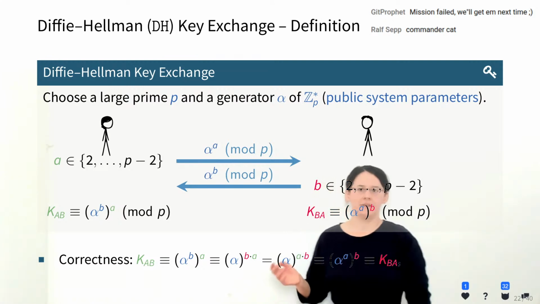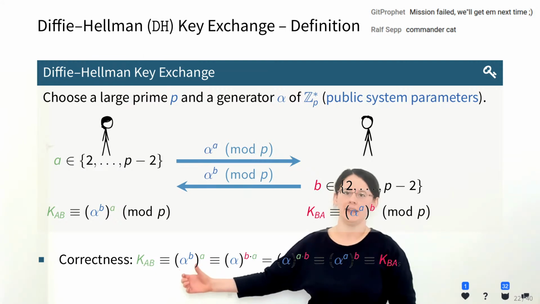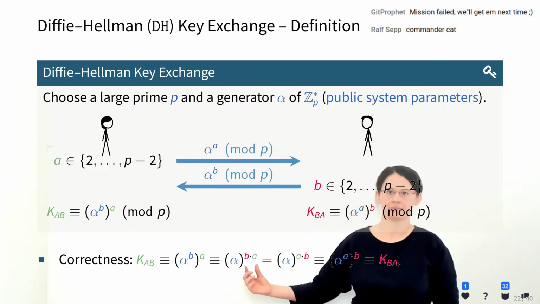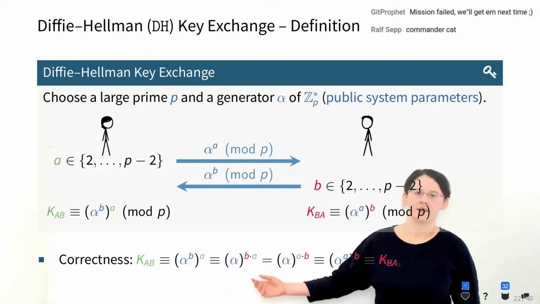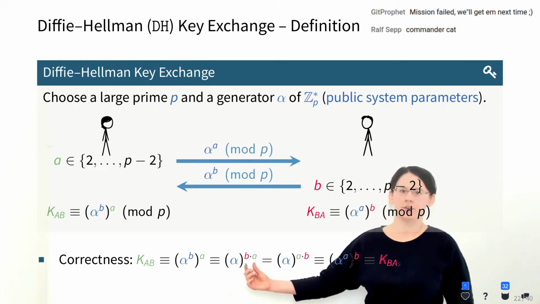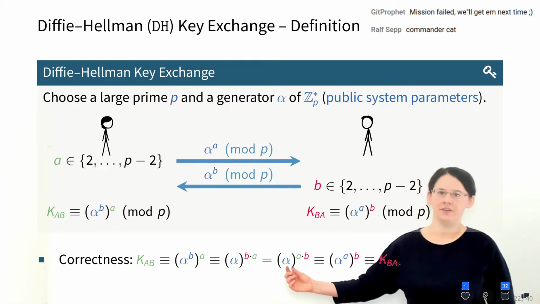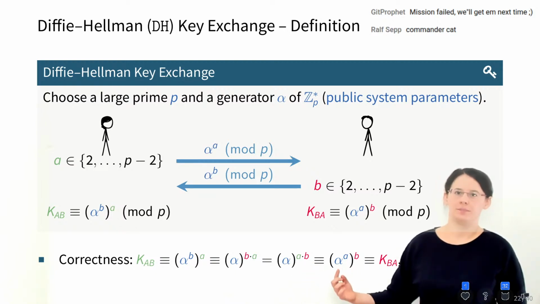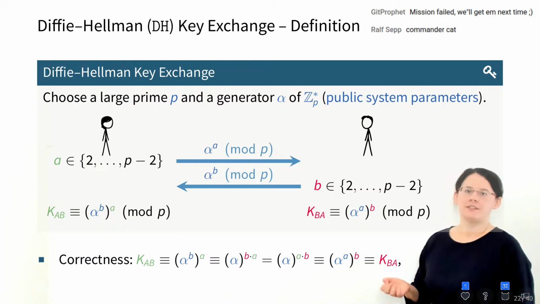So why does this work? If we look at what Alice and Bob compute, we can see that alpha to the B to the A is actually, according to the usual exponentiation rules, the same as if I take the two exponents and multiply them. So this is a simple exponentiation rule that you know from school, essentially. And in multiplication, the order of elements doesn't matter, so I can simply swap them. But now I have the same pattern as here, and I can transform it back to say that this is the same as first raising alpha to the power A, and then raising it to the power B, which is exactly what Bob computed.